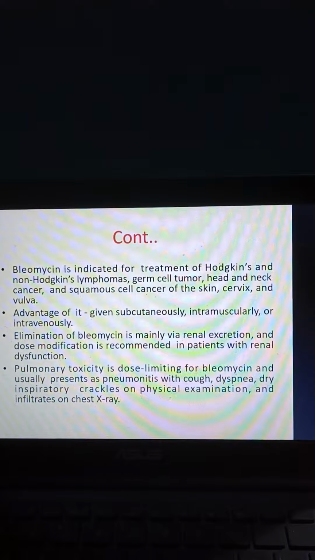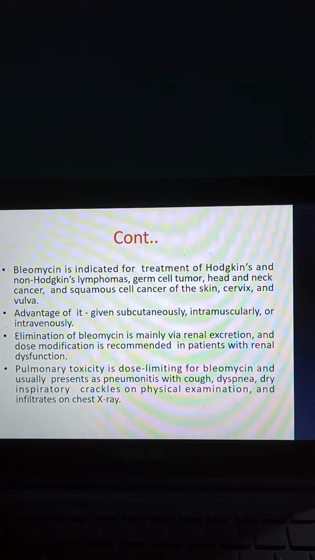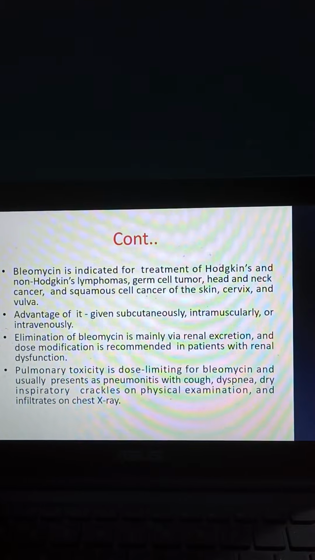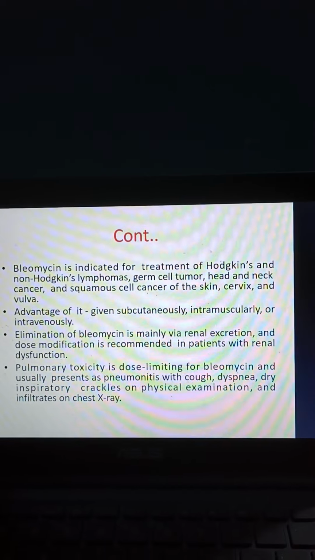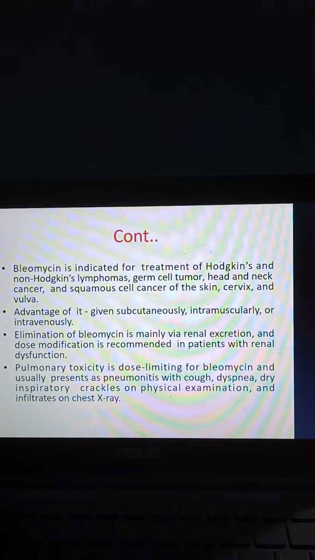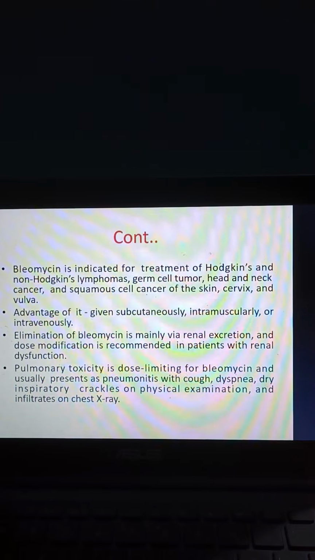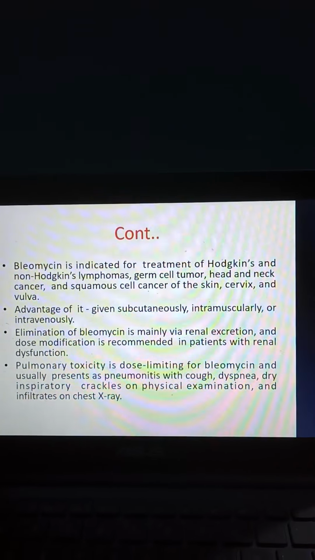Elimination of bleomycin is mainly via renal excretion, and dose modification is recommended in patients with renal dysfunction. Pulmonary toxicity is dose limiting for bleomycin and usually presents as pneumonitis with cough, dyspnea, dry inspiratory crackles on physical examination, and infiltrates on chest X-ray.